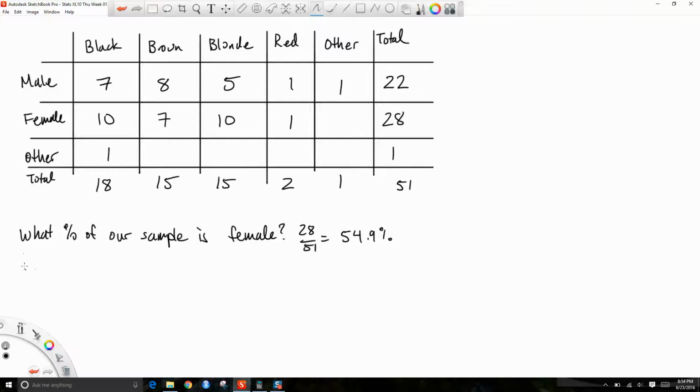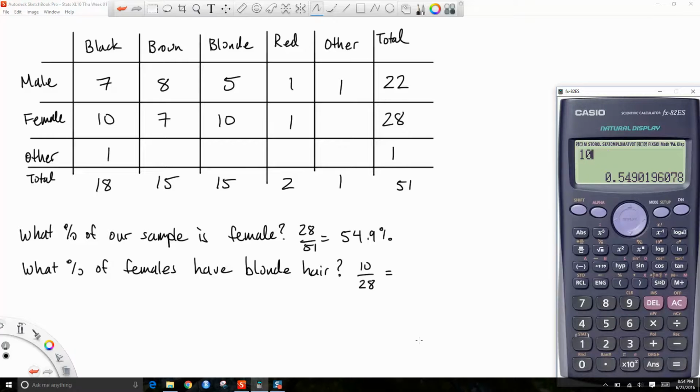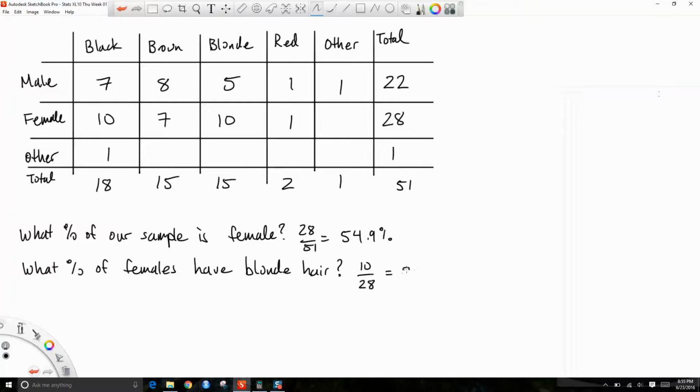We can ask, what percentage of females have blonde hair? So that's saying what percentage of females have blonde hair, and we would answer this by doing what? 10 divided by 28, okay? And so we do 10 divided by 28, and we get 35.7%.